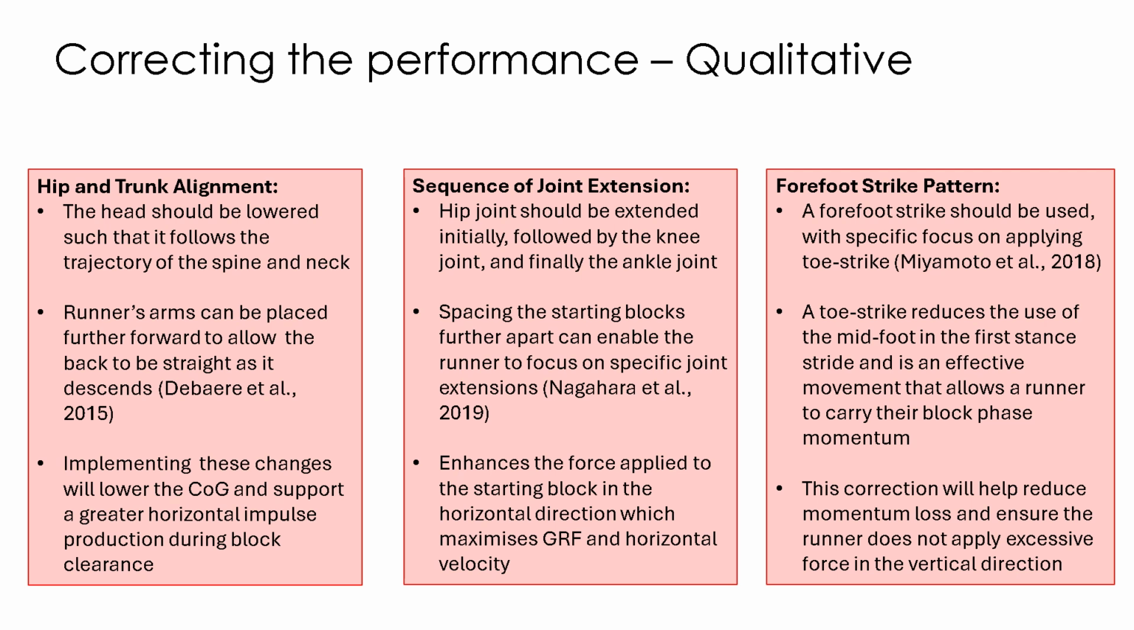Miyamoto et al.'s 2018 study suggests that foot strike patterns can be corrected by focusing on applying a toe strike, which is achieved using the anterior region of the forefoot. It prevents the use of the midfoot during the stride and helps the runner to reduce momentum loss while ensuring that no excessive force is applied in that vertical direction.